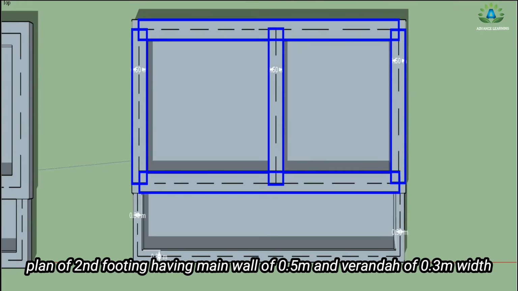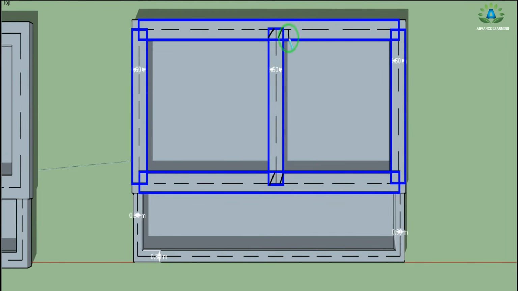So we can see that this portion is overlapping twice because we have considered this area from this side as well as from this side. So this portion is considered twice, so we need to subtract this portion as well as this portion. So we have two T-junctions and we need to subtract 0.5 by 2 because this wall is 0.5 meter, so this portion will be 0.5 by 2.